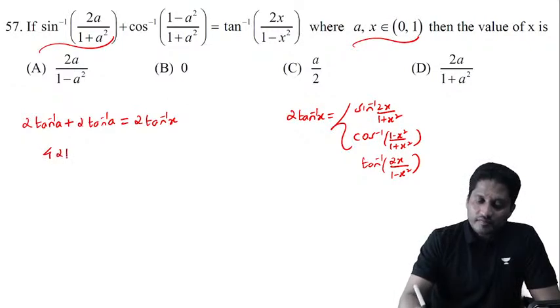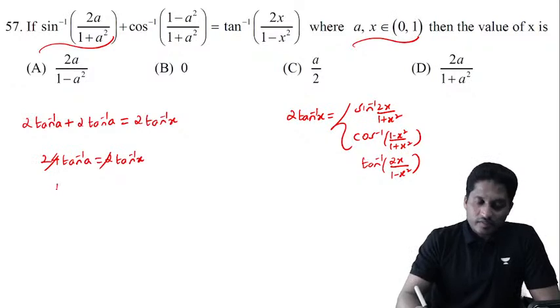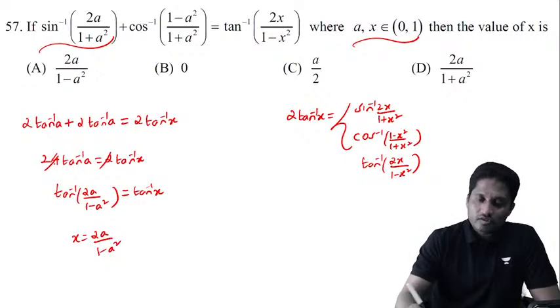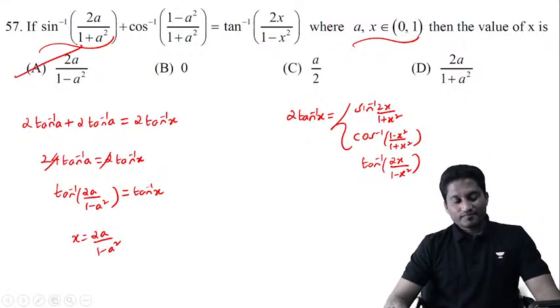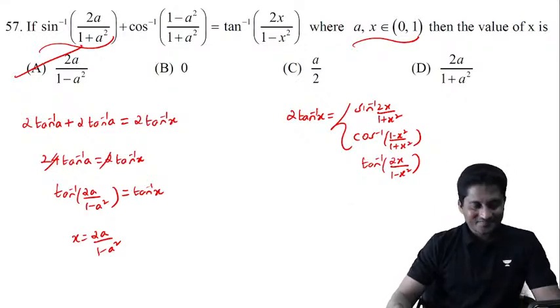So I get 4 tan inverse of x, 4 tan inverse of A is 2 tan inverse of x. This will cancel 2 times. 2 tan inverse of A is tan inverse of 2A divided by 1 minus A square is equal to tan inverse of x. X is equal to 2a divided by 1 minus a square. Answer is option A.